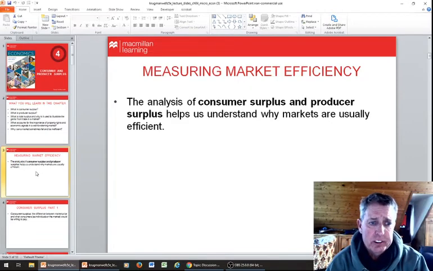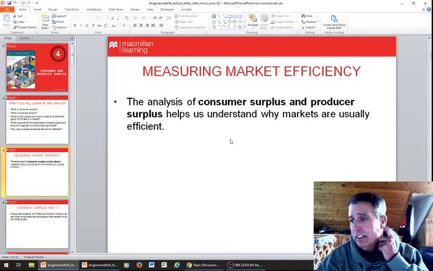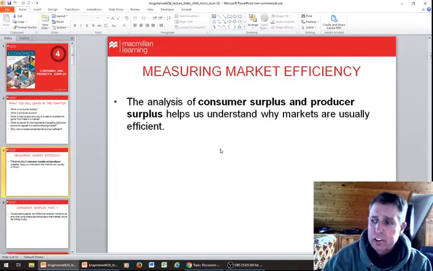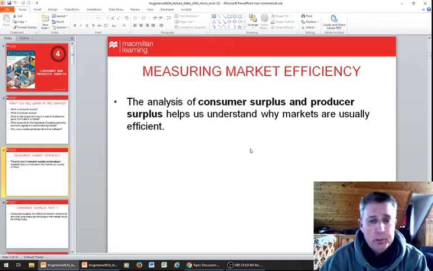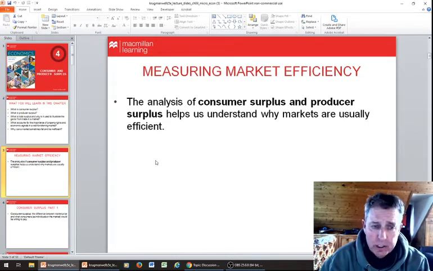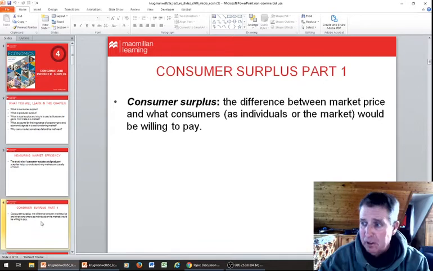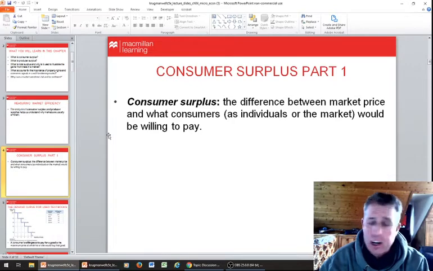So the analysis of consumer surplus and producer surplus helps us understand why markets are usually efficient. They're usually efficient. This goes to that idea that I disagree with Doctors Krugman and Wells, that there are all these inefficiencies everywhere. Inefficiencies are part of life. There's no utopia. The question is, is the inefficiency of the market worse or better than the inefficiency of the government solution to that inefficiency? And I think, and I can prove to you empirically, that government solutions are terrible.